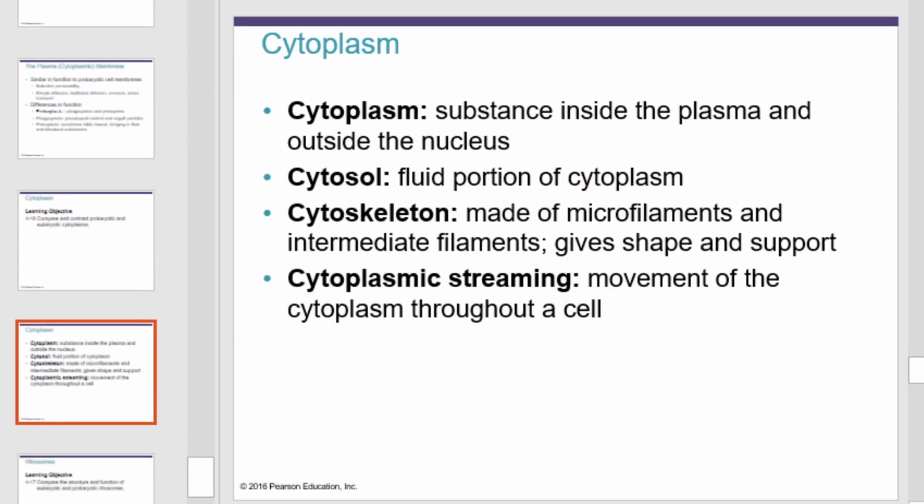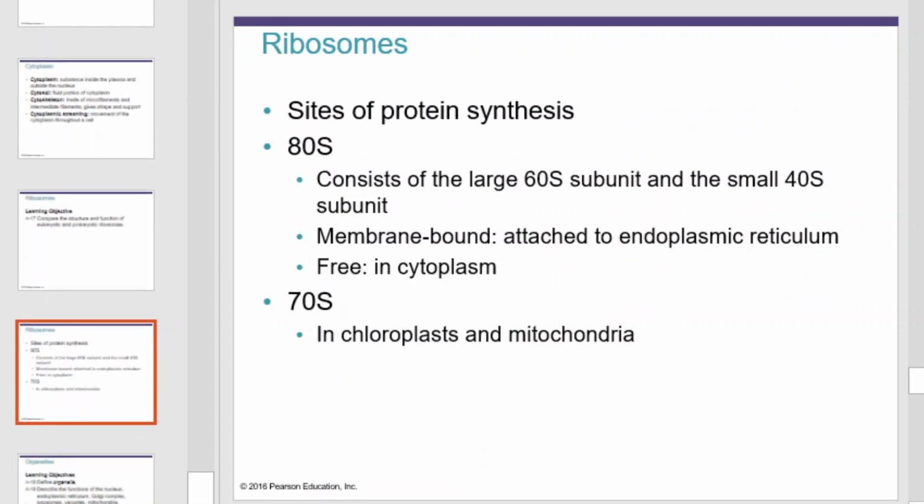The cytoplasm. Again, when compared to a prokaryote, the cytoplasm of a eukaryote bears a number of striking similarities. The cytoplasm is the substance inside the plasma membrane and outside the nucleus. The cytosol is the fluid portion of the cytoplasm. The cytoskeleton is made up of microfilaments and intermediate filaments, which give a eukaryotic cell its shape and support. Cytoplasmic streaming can be used for movement in eukaryotic cells.